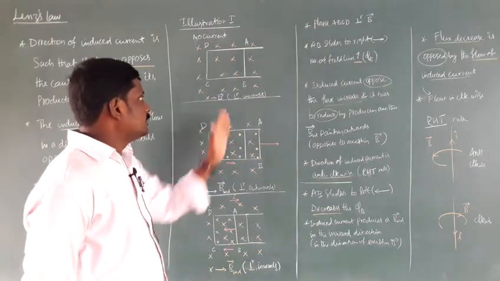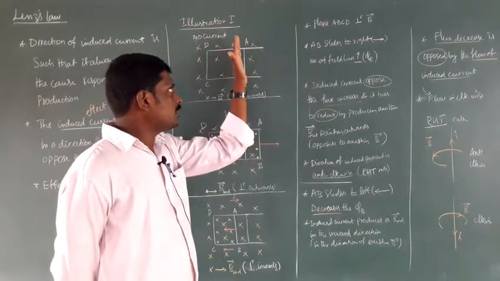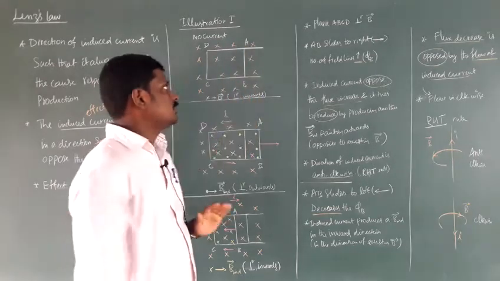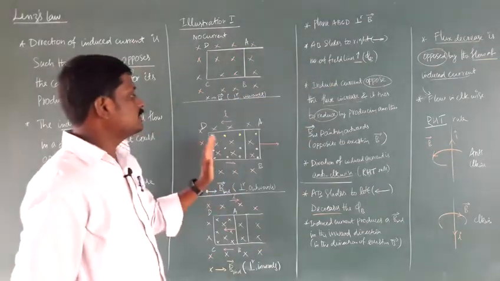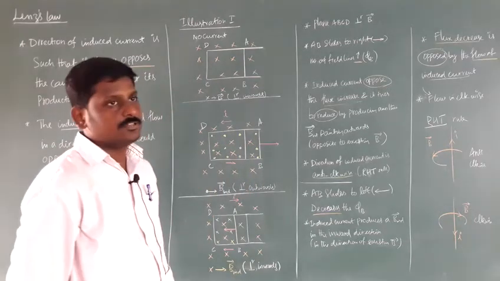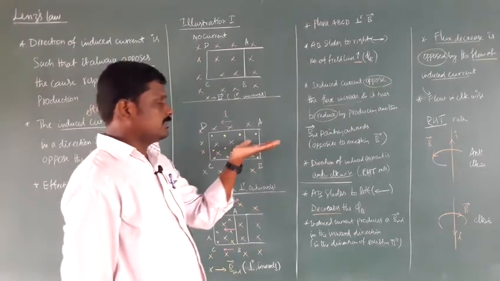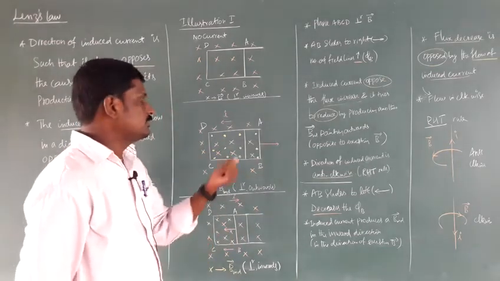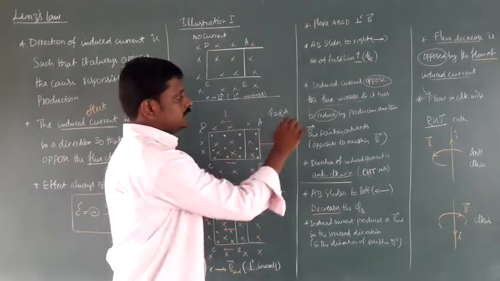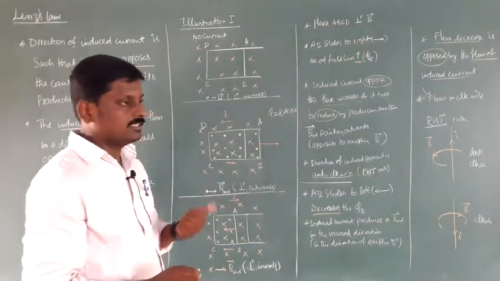Now AB is movable. AB is a slider, and I am pushing AB towards the right-hand side, so the area increases. What is my magnetic flux? Phi is equal to BA cos theta, where theta is the angle between the magnetic field and the normal vector to the surface.